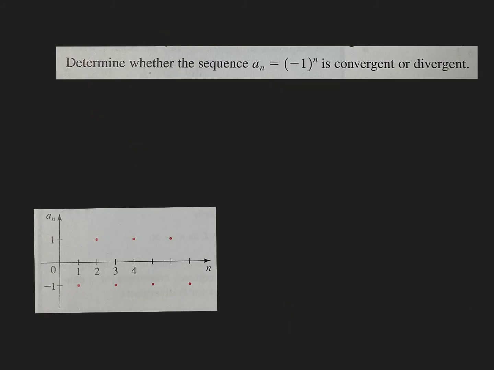All right, this one's a little different right here. It says determine whether the sequence is convergent or divergent. So what I'm going to do first is list the numbers. Like if I plug 1 in there, I get -1.